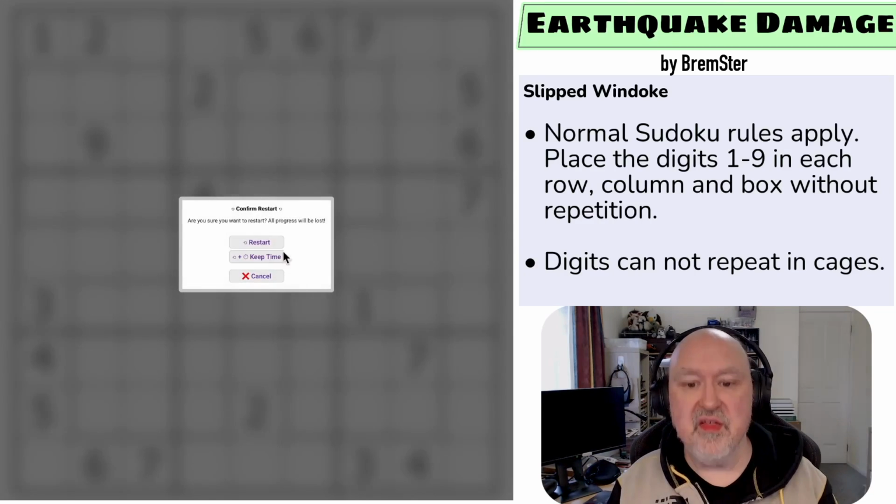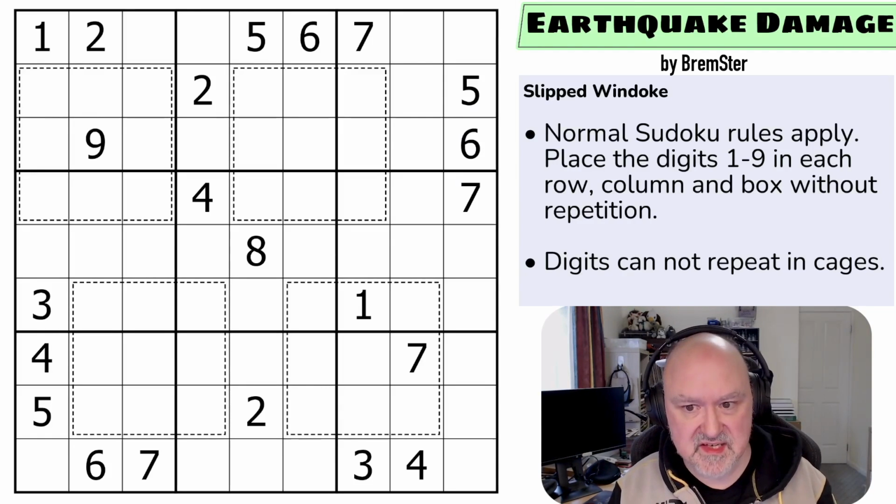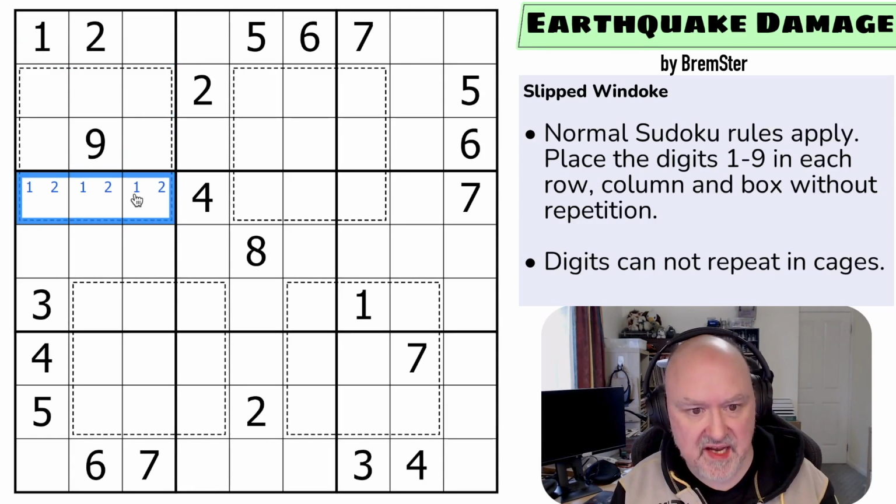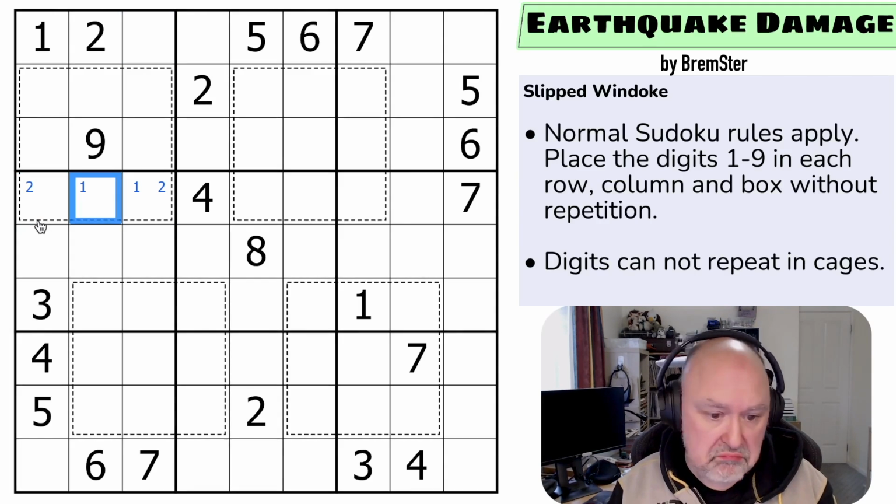I'm going to restart the puzzle to restart my timer. Let's give this a shot. What we do know is this 1 and 2 must exist in this cage somewhere, and they can't exist down here. So this must contain 1 and 2. And the other digit that is in here must exist in that cell. So this is 1, 2 plus whatever that digit is. This can't be the 1 and this can't be the 2. That's fair.